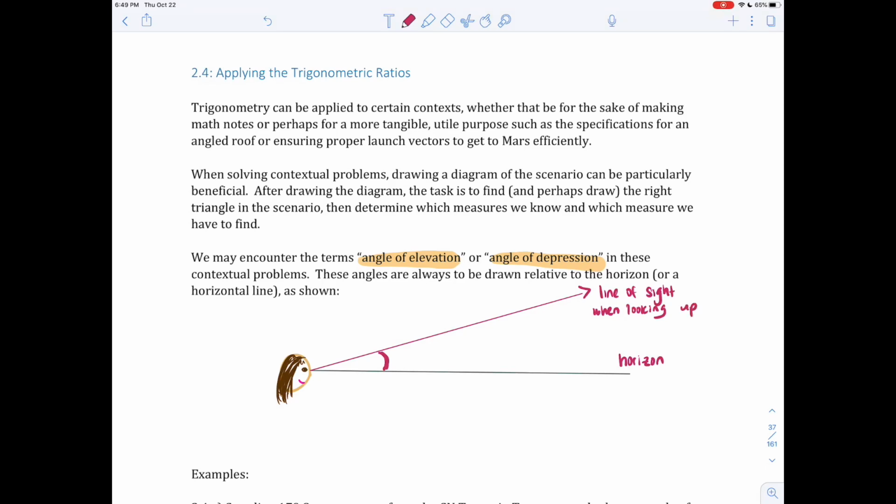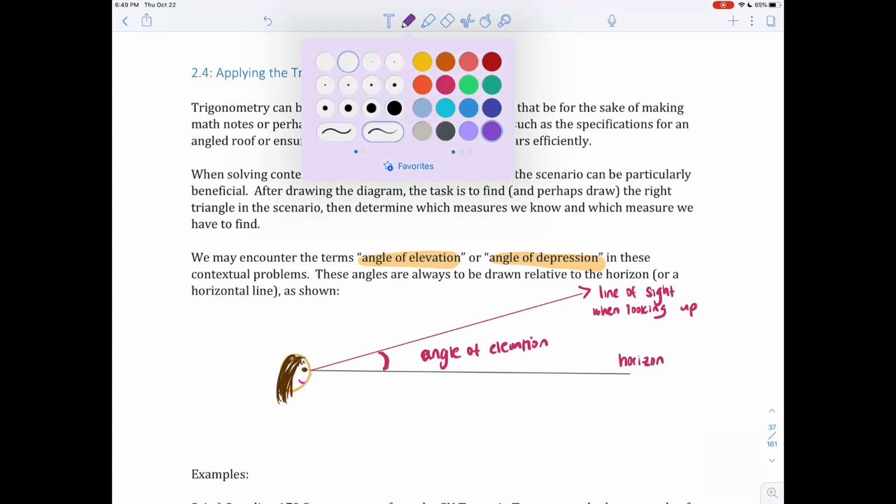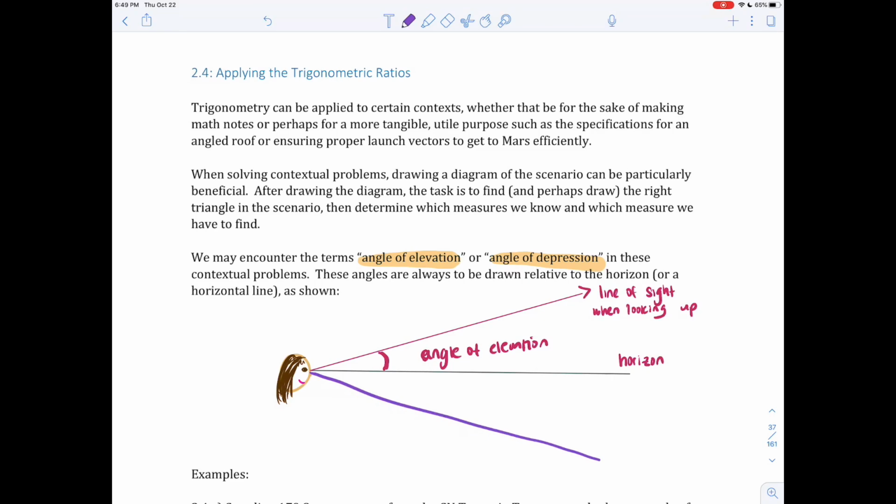Now the angle of elevation is this one here. We also have the term angle of depression. That sounds sad. Well, it is your line of sight when looking down, so I guess you could remember it that way. So your line of sight when looking down is this purple line here. And your angle of depression is your angle between your horizon and that line of sight when looking down. So, angle of depression.